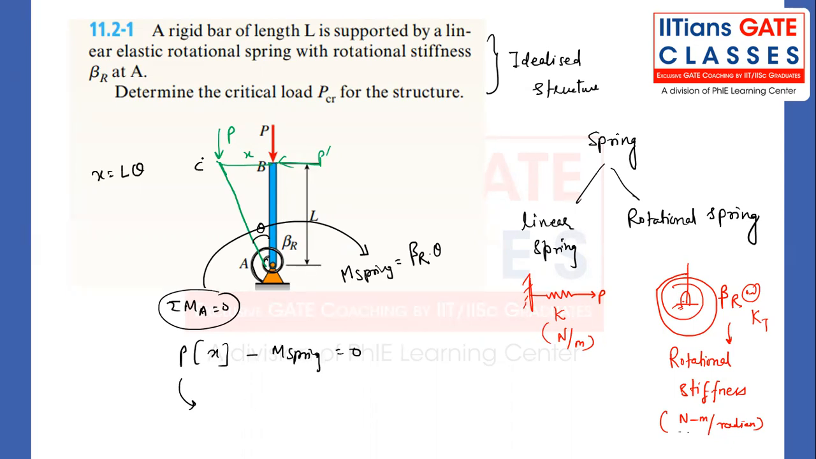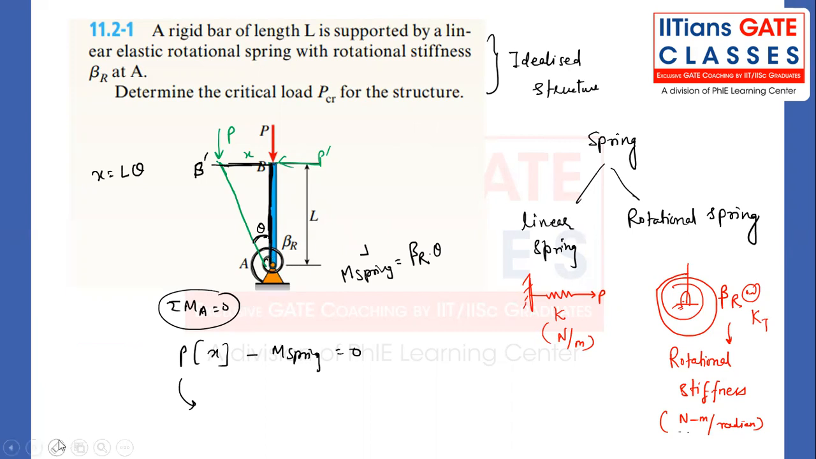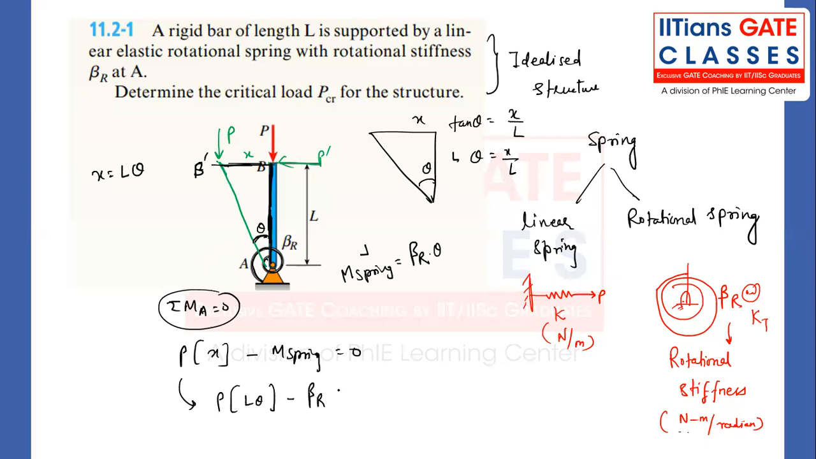When you just focus your attention on C, B dash B, and this triangle, what you are observing? This is theta. So this particular triangle, X, L. Tan theta will be what? X by L. So theta will be X by L. So what we are writing? P into L into theta, minus beta R into theta, equal to 0.